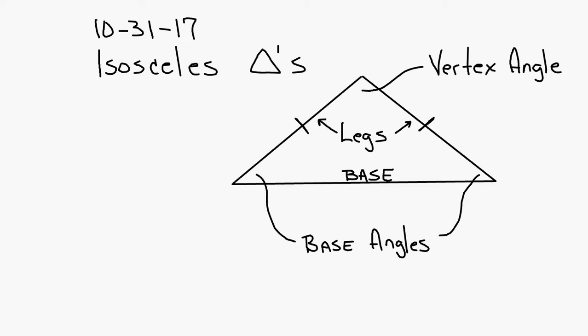These base angles in an isosceles triangle, they're always congruent to each other. So that is always congruent to that. Two sides are congruent, and the angles opposite those sides are also congruent. And that's the two theorems on page 285 that you're going to want to have in your notes.